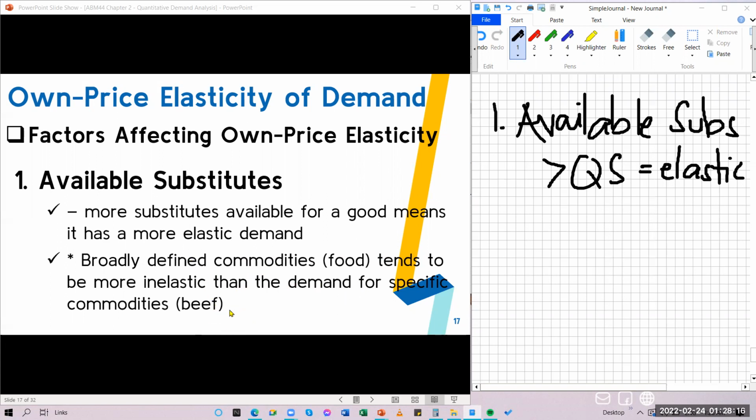It's nicer to specify a commodity such as beef, which easily has substitutes. So with that, it is more elastic compared to a broadly defined commodity where you can't find other substitutes for that food. So, the more it is defined or specific, the more elastic it is, especially based on our substitutes.